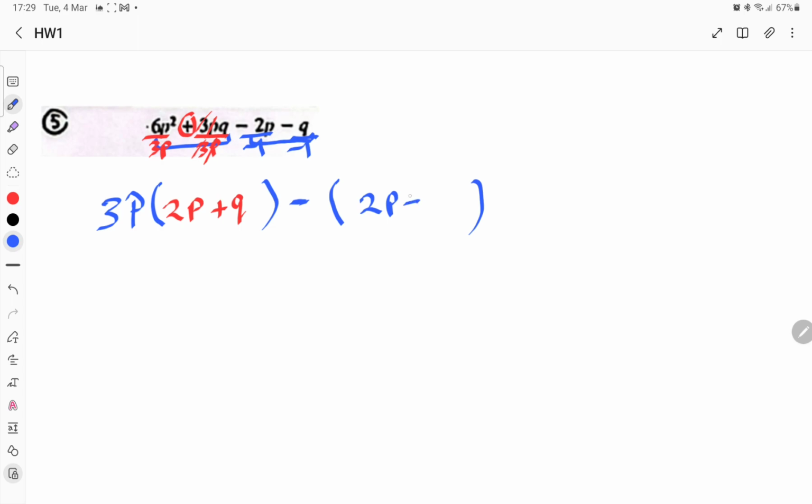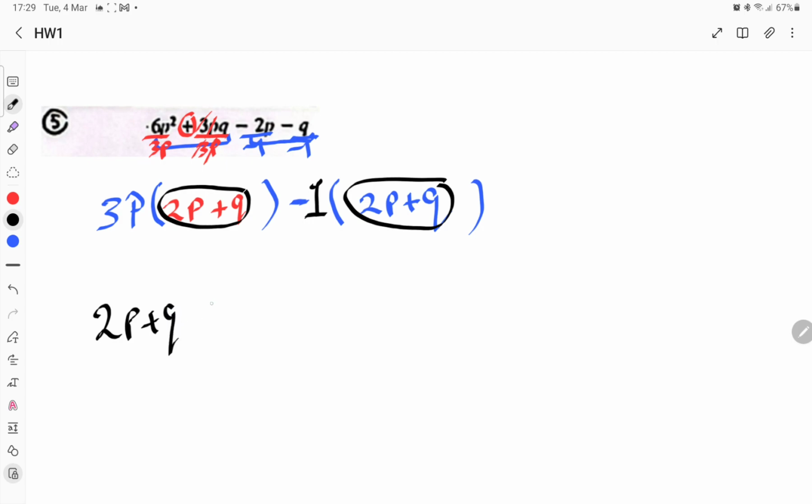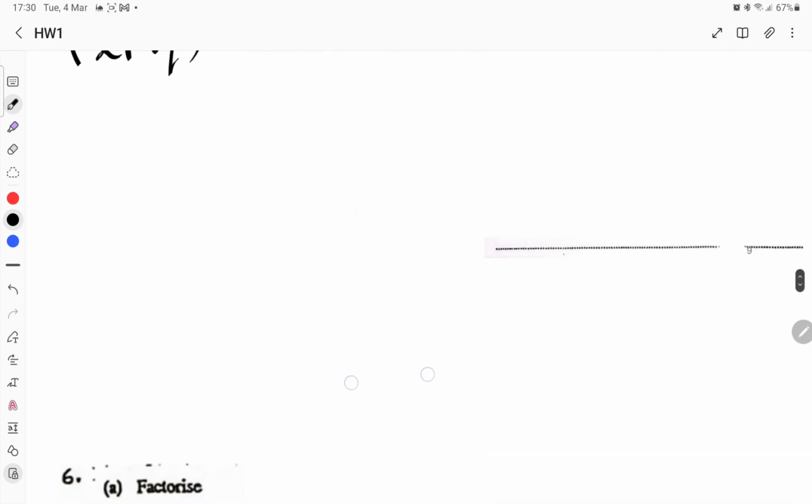So what do you have? 2P plus Q. If you notice, the repeated thing is 2P plus Q. Take care of this question, because whenever you have a negative bracket, this means that I have a hidden one here. So the 2P plus Q is the common bracket, and what you still have here is the 3P and the 1. So I still have here 3P and -1. Very good. And that's it for grouping.